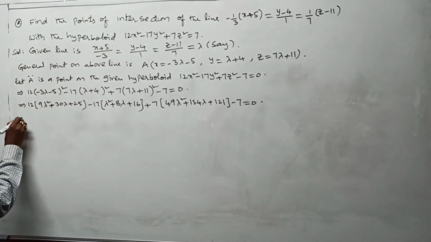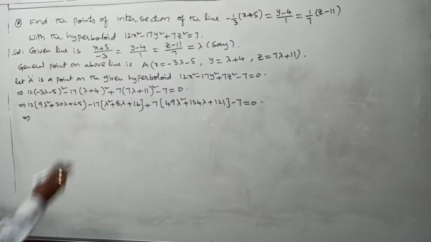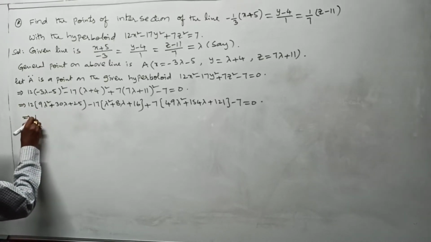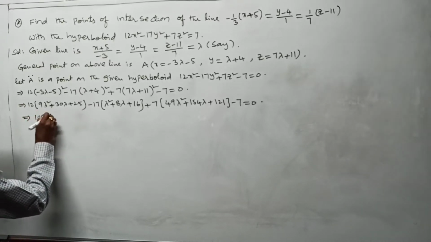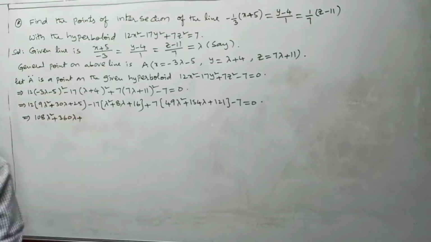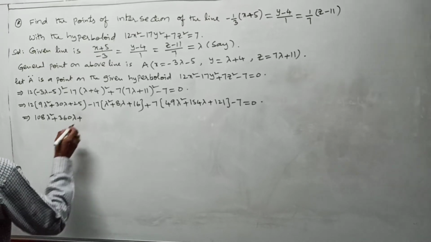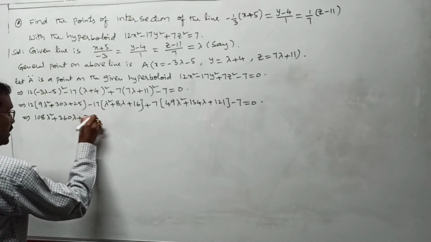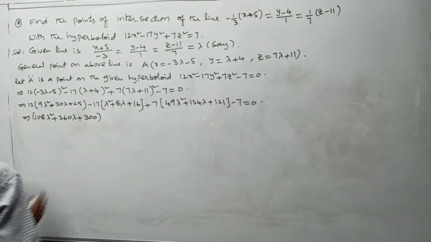In the next step, simplify this, right? 12 into 9 is what? 108 lambda square plus 360 lambda plus 12 into 25. Let us do 12 into 25. You may get 300. I am writing directly, you must do the simplification here.